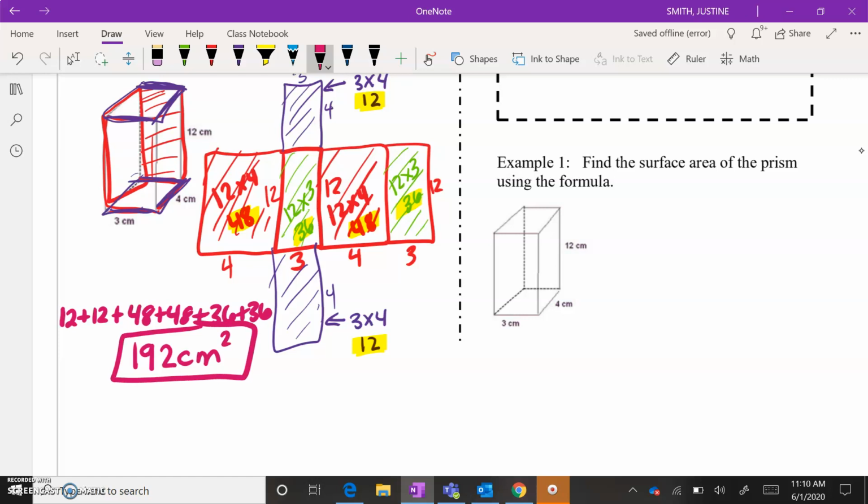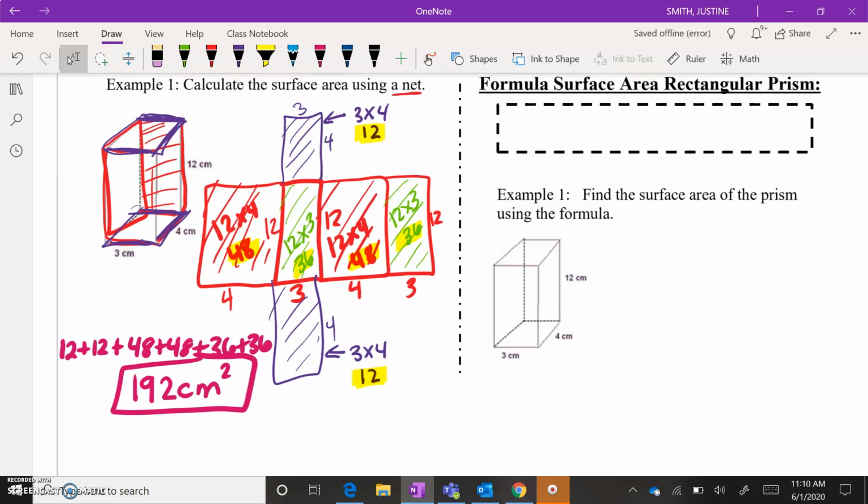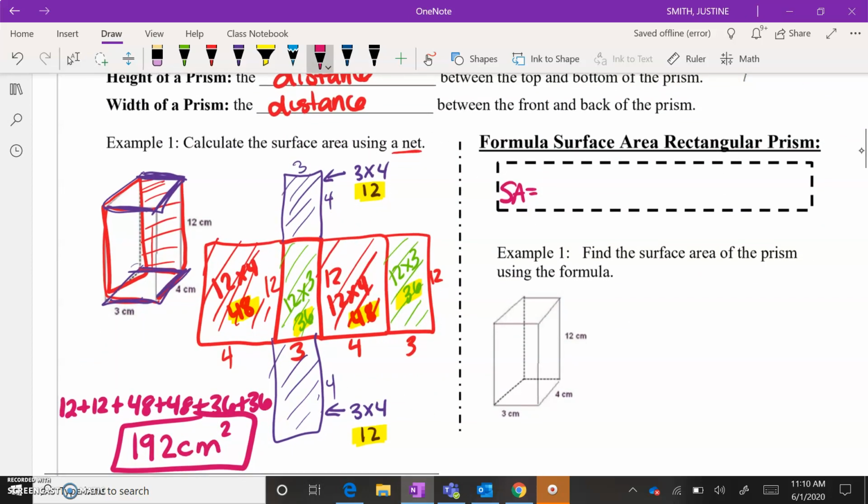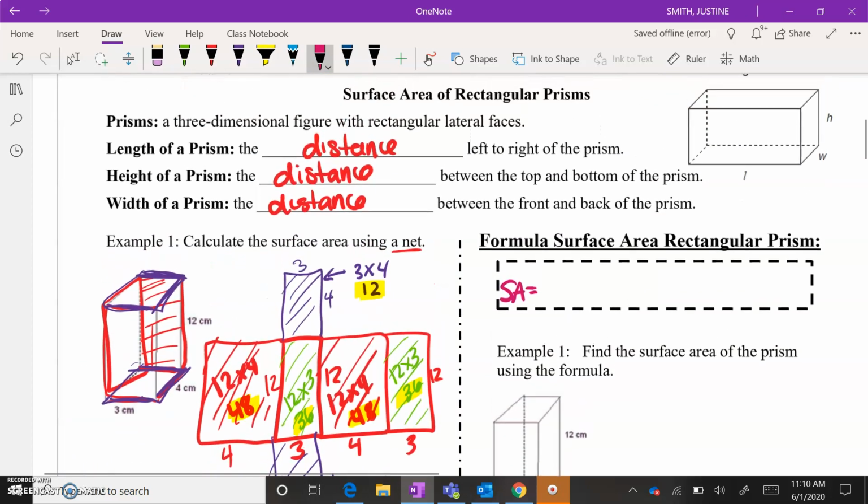All right, but that was kind of a pain to go through, draw that picture, and figure out all the areas separately. So there's also a formula here that we can use, which you might want to do more of. Like we said in this picture up here, this is our length, our width, and our height.